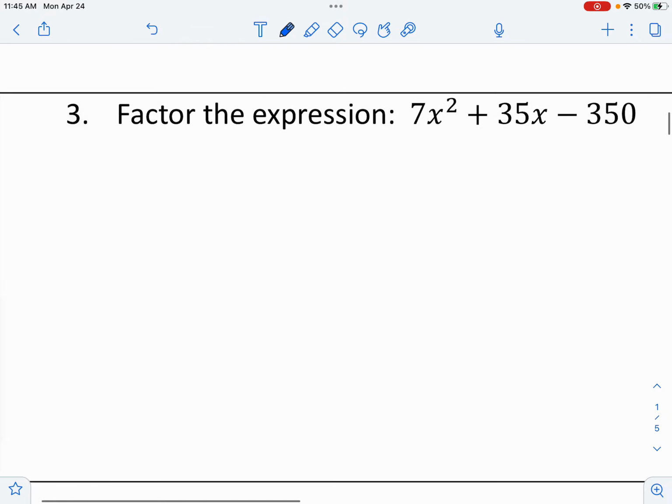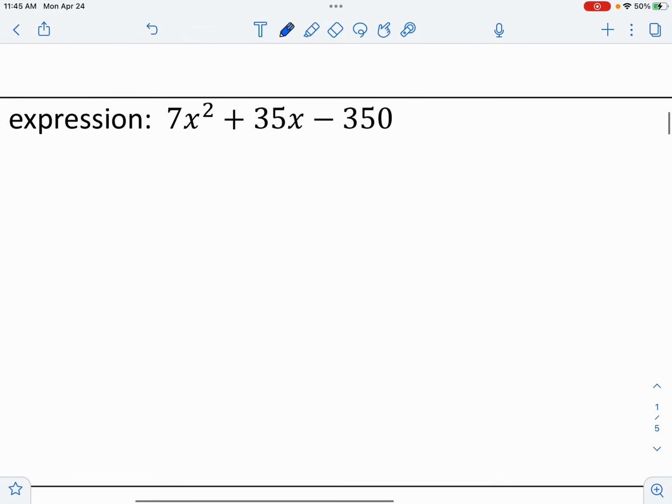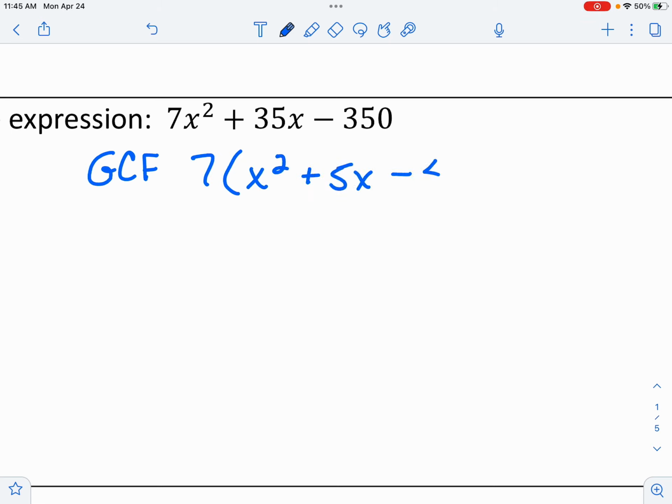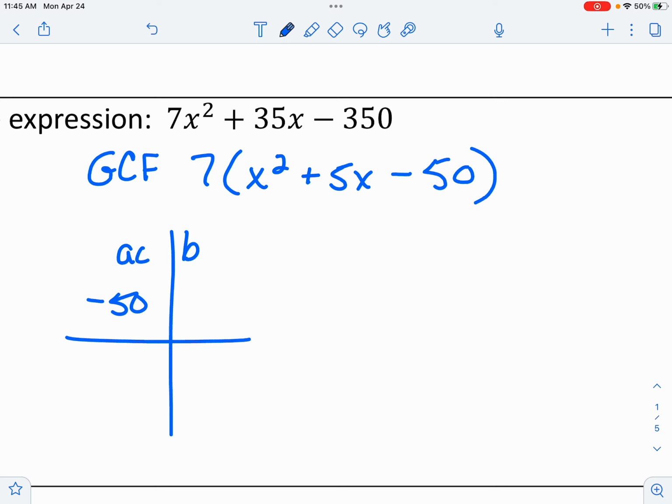All right, number 3 is factor this expression. So first step is GCF 7, divide by 7, and what would that be, 50? Yeah, when we divide by 7. And then we do our ACB chart. AC is negative 50 and B is 5. 1, 2, 3, 4, and 5. Divide by 1, you get negative 50. Add to be negative 49.